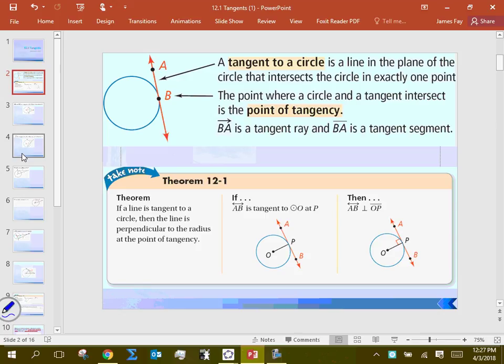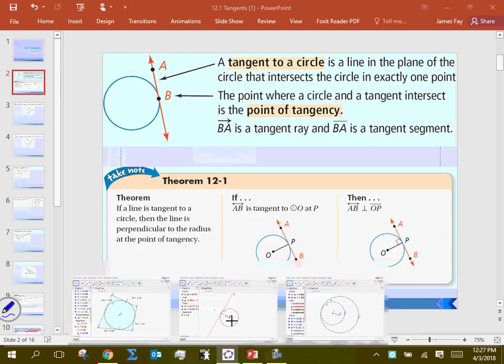Any portion of that red line, whether it be a segment or a ray, is going to be referred to as a tangent of the circle. The point in which that line touches your circle is referred to as your point of tangency. So point B here in this image is our point of tangency. All right. So I want to go back to GeoGebra and just kind of mess around with this a little bit.